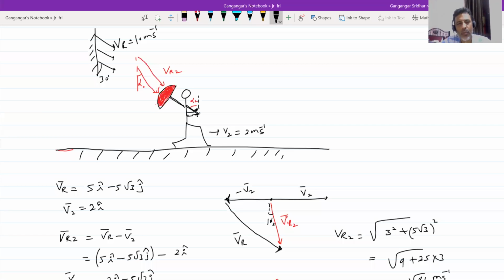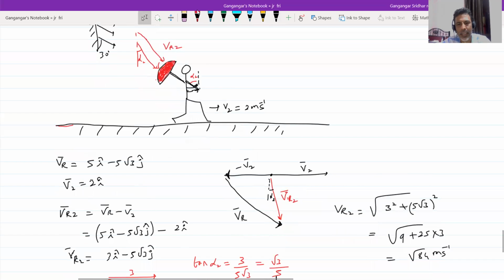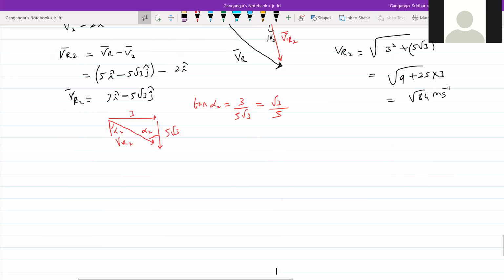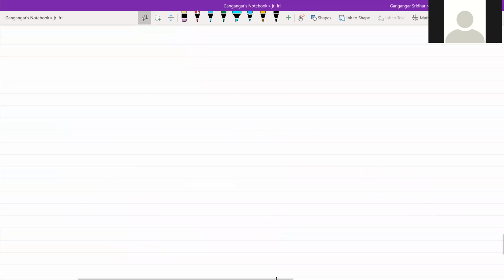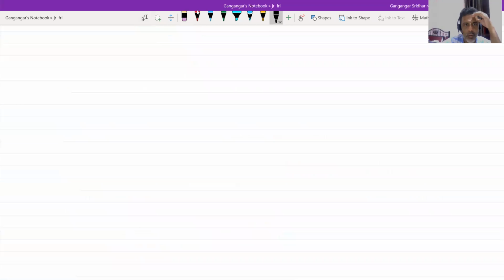With what speed should it move so that it should hold the umbrella vertically? Anybody? I will directly take the next concept. It will be equal to the speed of the rain, sir. Yeah. Now the rain is pouring vertically down. The same thing, 30 degrees. This is the velocity of rain.